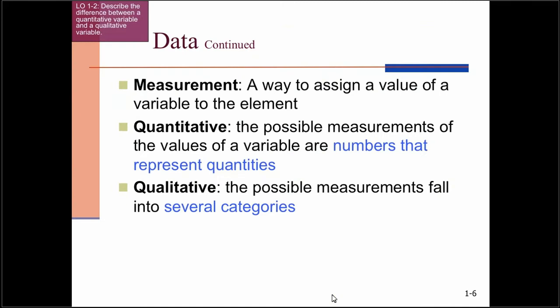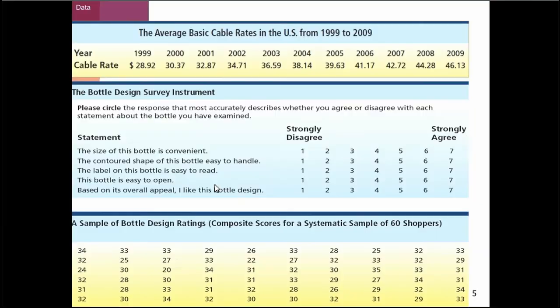Now, when we talk about data, we talk about the measurement, how we're going to measure those variables. And we have two distinctive types of measurement: quantitative, which means they are numbers that can represent quantity, and qualitative, where we cannot have a number, actually we have categories. Example for that is, in this case, what do we have here?